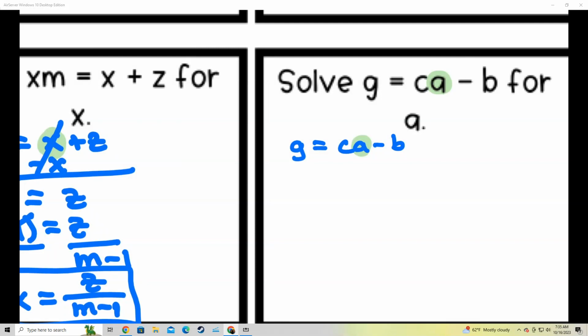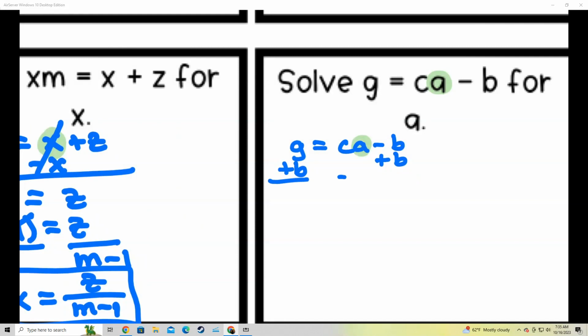I got two choices. I can either get rid of the times c, or I can get rid of the minus b. Hey, your very last step every single time is to divide by the coefficient. At the very end, whatever the number is in front of that a is what I'm going to get rid of. So if I'm going to do that at the end, that means I need to get rid of the minus b first. How do you get rid of a minus b? You add b to both sides.